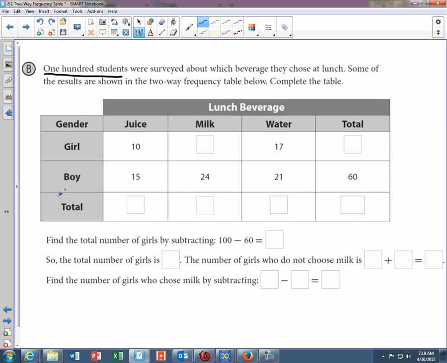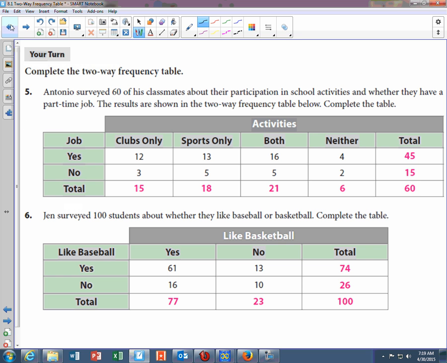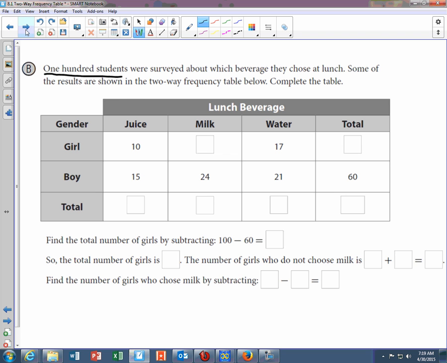Where does the total number go? If you look back here, the totals are always in the bottom right corner. So I'm going to take the 100 students, and we're just going to fill that in right here. Now, based off that little bit of information, I can fill out the rest of this table. Watch. Well, if there's 60 boys, how many girls must there be? 100 minus 60 is 40.